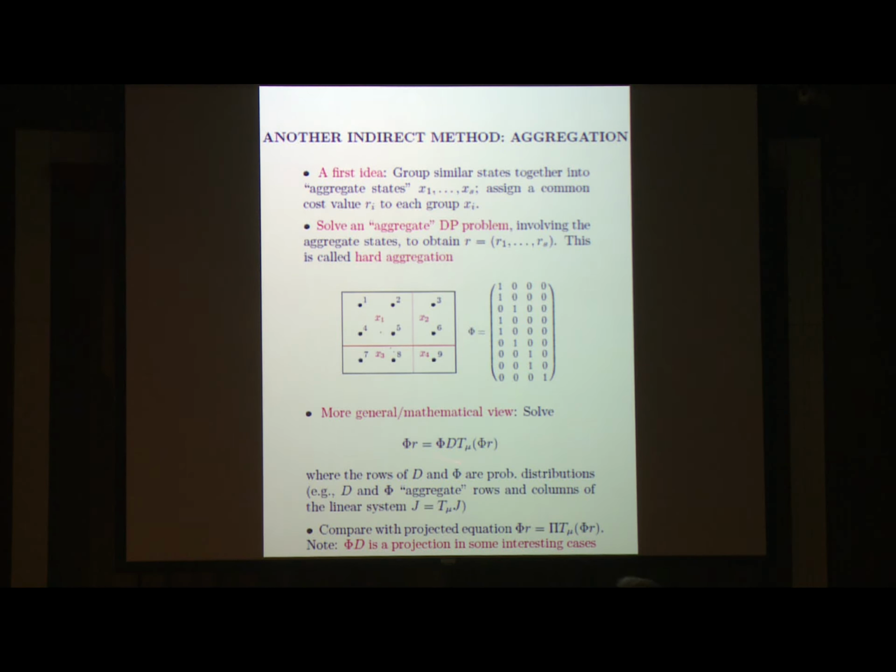And notice that the aggregation equation has a very similar form to the projected equation. In fact, if phi is a big matrix like this and D is a matrix like that, if phi D is a projection matrix, then the aggregation method is a special case of a projection method. It turns out, in fact, that hard aggregation can be viewed as a projection method with a special choice of projection metric.